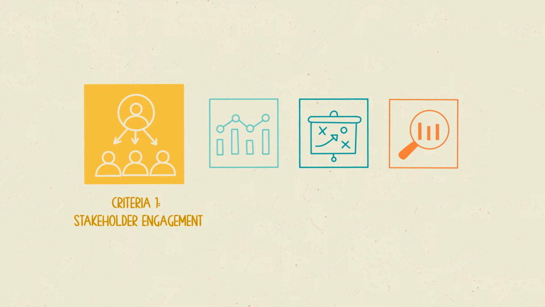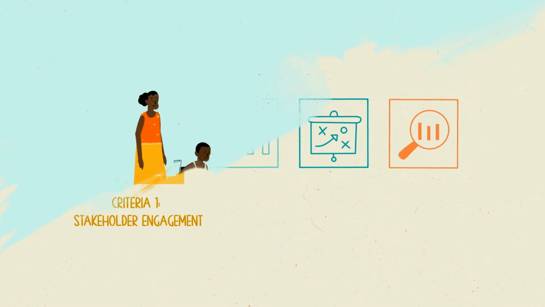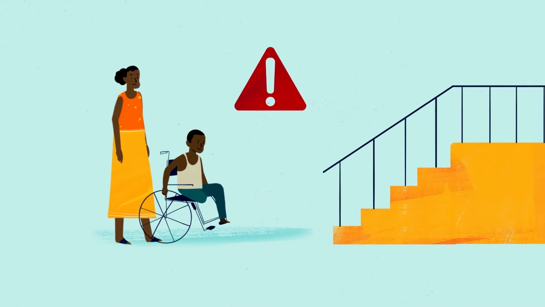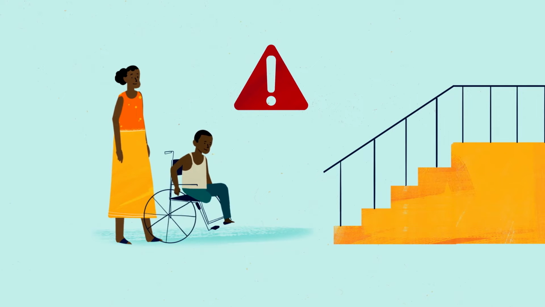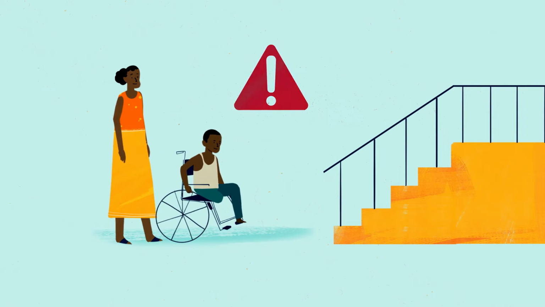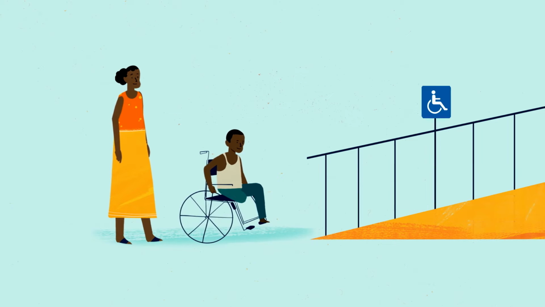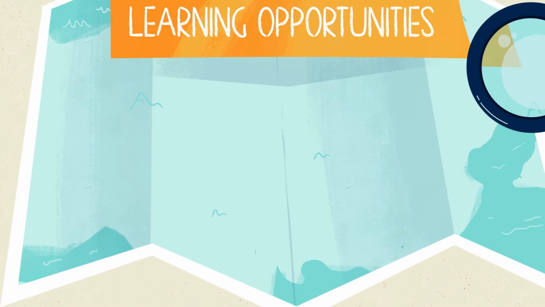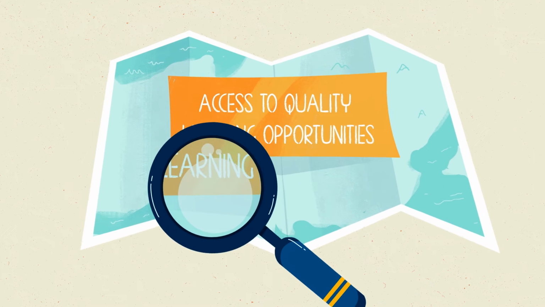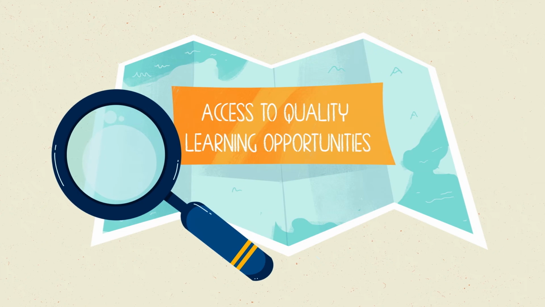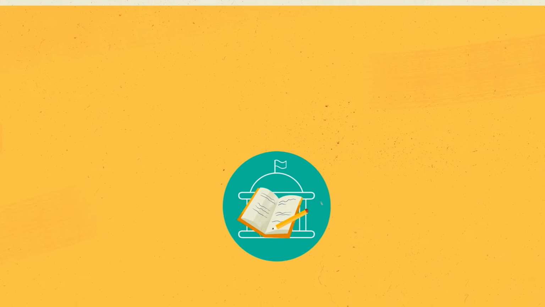to the stakeholders. A teacher stands next to a student in a wheelchair as they wheel towards a staircase as a red exclamation mark animates on and off screen. The stairs turn into a ramp with an accessibility sign. An SEP helps identify risks and barriers that learners with disabilities experience. A map with the text "Access to Quality Learning Opportunities" animates onto screen as a magnifying glass hovers over it. It also identifies enablers that can enhance access to quality learning opportunities.